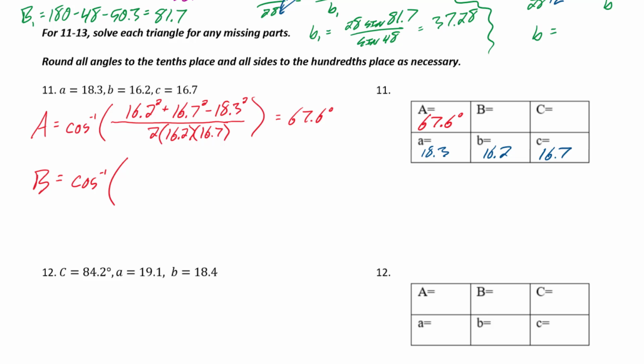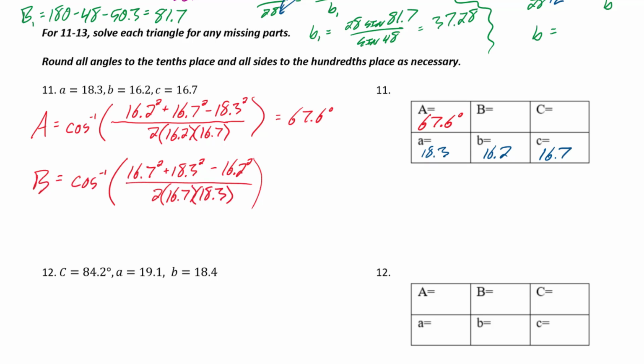Basically it's going to be the same formatting. I've got this big fraction on the inside of an inverse cosine. Because I'm solving for angle B, I need the last side, or the subtraction at the end, to be just subtracting side B. That side was 16.2, so it's going to be 16.2 squared in that spot. And then the other two numbers, the order doesn't really matter, I'll go 16.7 squared plus 18.3 squared. And then on the bottom, 2 times, again, those same two numbers, 16.7 and 18.3.